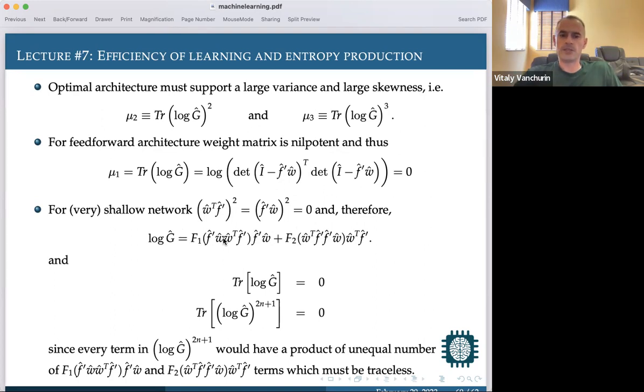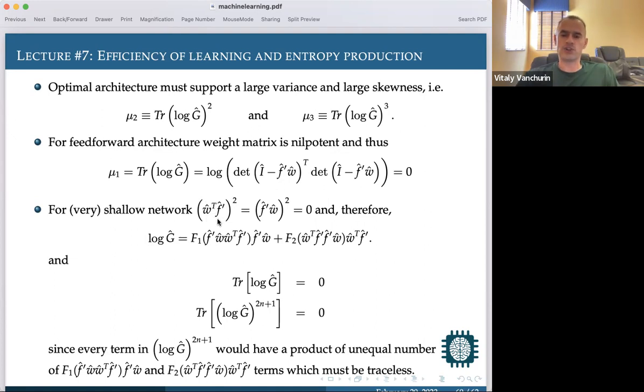Okay, so basically, in a physicist's context, you can think about this as raising and lowering operators. And if you have an unequal number of raising and lowering operators, that will just be 0. And so that's what we reconfirm here. And that is exactly 0, not small, but exactly 0, for the shallow network that has only 2 layers.